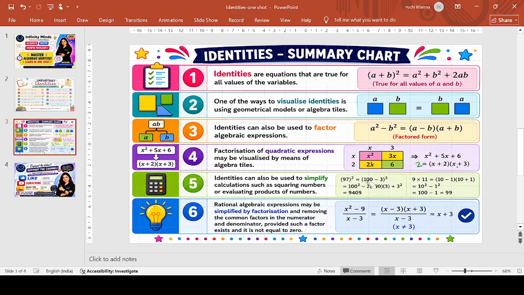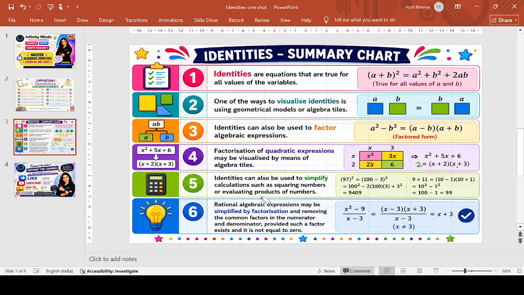So it would be square of the first, square of the second, minus twice the product. Another example could be expressing 99 as 10 minus 1, 10 plus 1, 11. A square minus b square has been used, right?